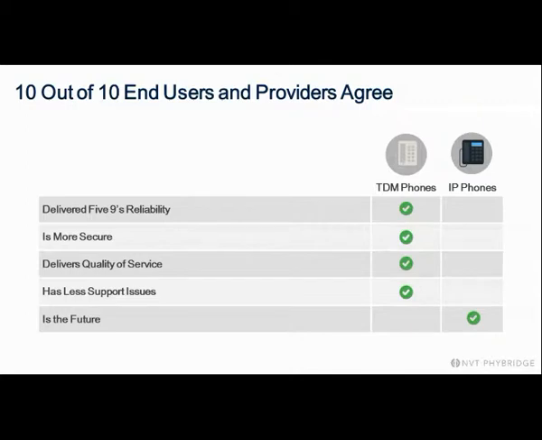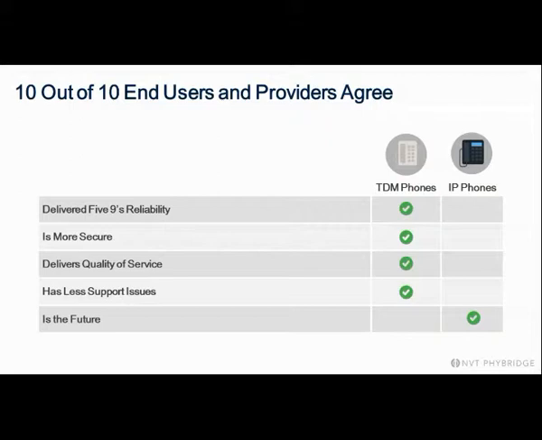Which of the two, a TDM phone or an IP phone, delivers five nines reliability, is more secure, delivers quality of service, and has fewer support issues? 10 out of 10 of that audience says the TDM phone. Yet the future is IP. So what we're in essence saying is, I don't have as much confidence in my IP phone delivering the same level of experience as the TDM phone.